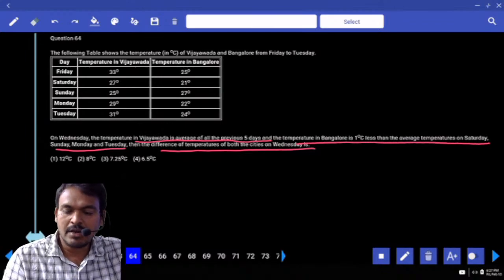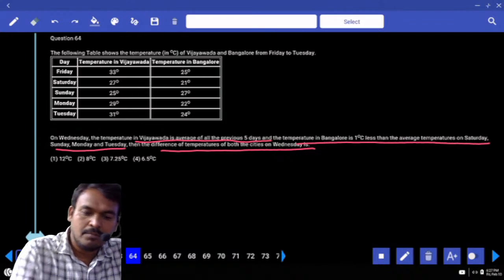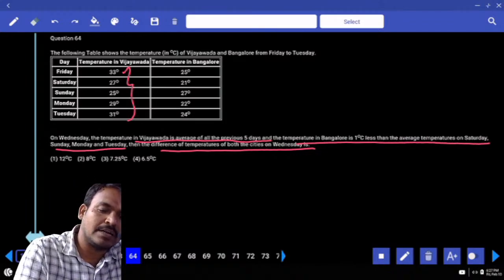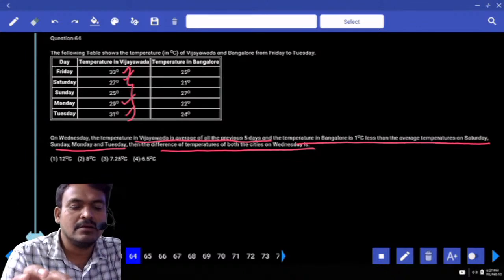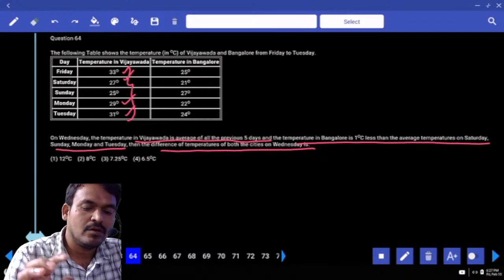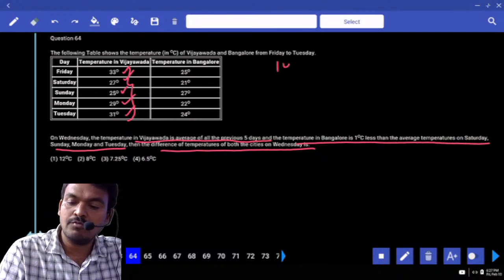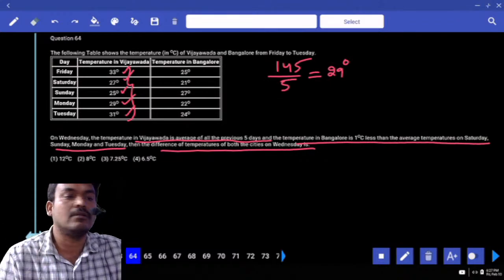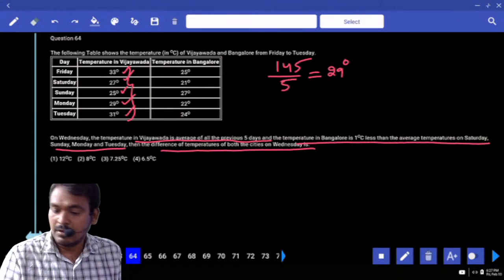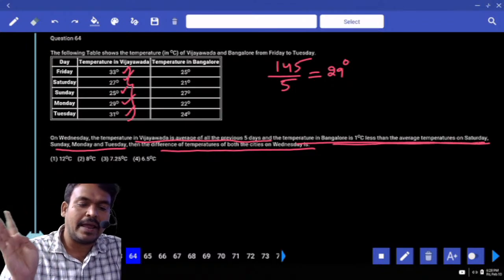First, Vijayawada Wednesday value is the average of all the previous 5 days. Previous 5 days, what is the sum value? 33 plus 27, 60. 29 plus 31, 60. 60 plus 60, 120 plus 25, 145. 145 is the sum. Average means divide by 5. We are getting how much? 29 degrees. Okay. Another one, Bangalore value is 1 degree less than the average of Saturday, Sunday, Monday and Tuesday.